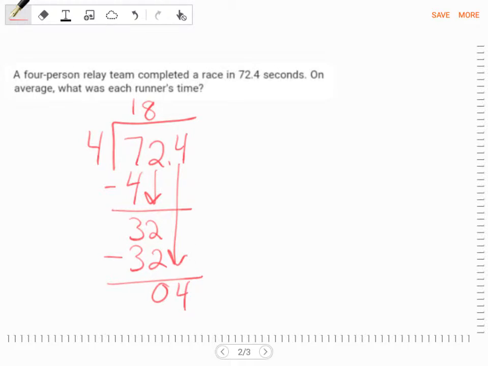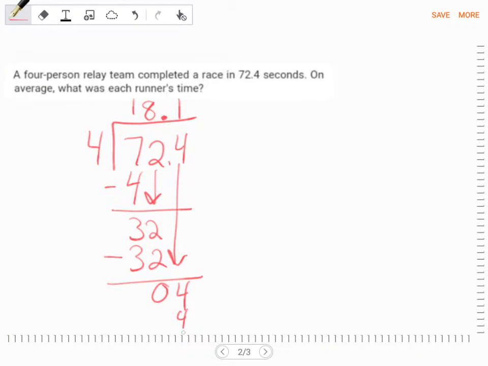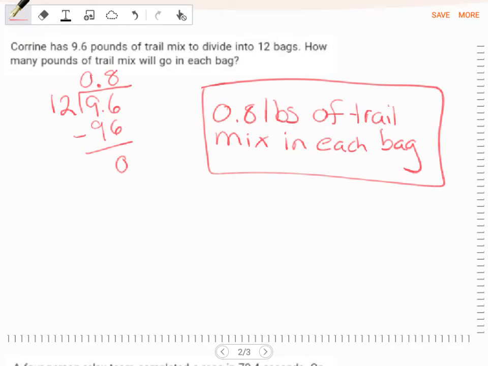Bring down my 4. Remember, our decimal is going to go directly above where it was in the dividend. 4 goes into 4 one time. 1 times 4, again, you can finish off the problem if you would like to. It's not going to let me write any lower than I already have. But there it goes. So I've got 18.1 seconds per person, okay? And that's on average.